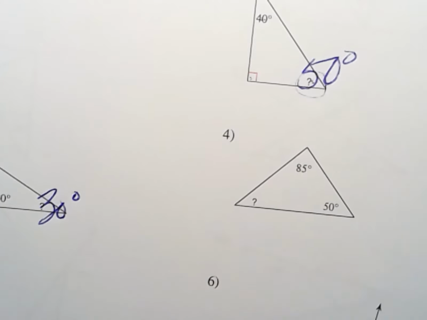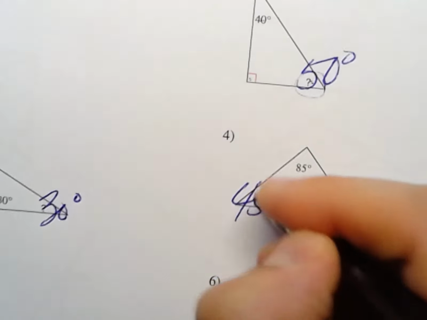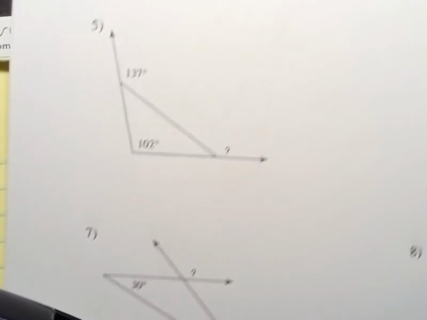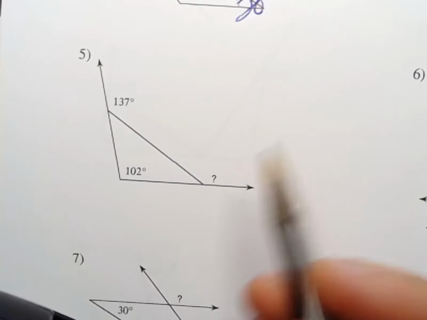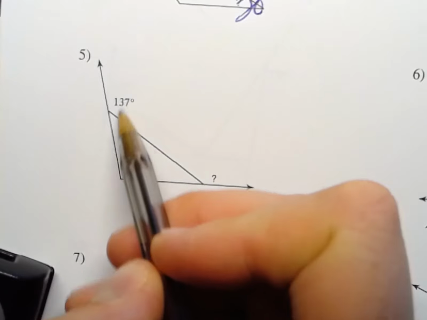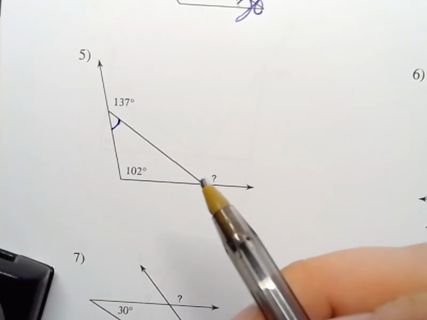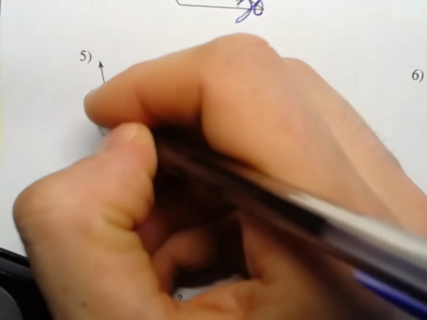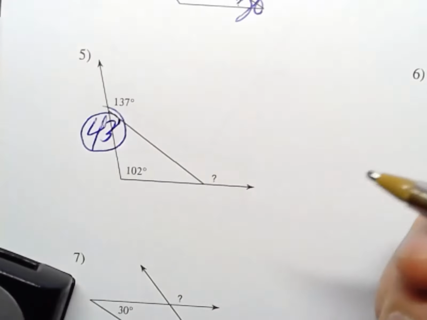Right here, I have 85 and 50, and then whatever is left has to fill in the gap up to 180. So if I subtract 85 and 50 from 180, I have 45 degrees. So that's got to be 45 degrees. Here, if I look at this, you might go, what the heck is this? Well, if this is 137, then that is the supplement of 137. So 180 minus 137 is 43, is that angle right there.